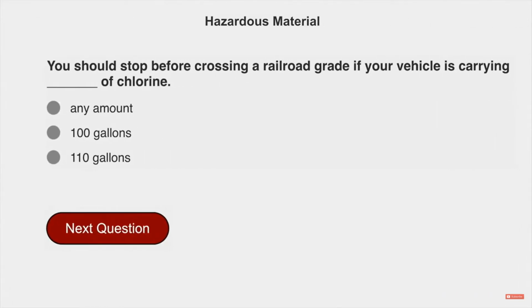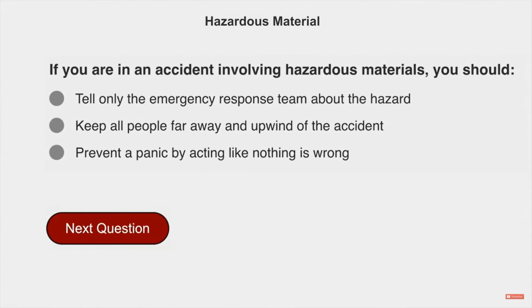You should stop before crossing a railroad grade if your vehicle is carrying how much chlorine? Any amount of chlorine. If you are in an accident involving hazardous materials, you should keep all people far away and upwind of the accident.